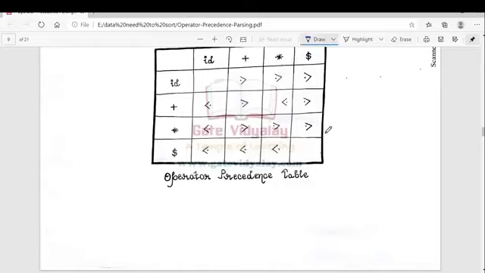Now let's say we have a string id plus id multiplied with id and dollar sign. The dollar sign shows the end of the string, so it is always put at the end of your string. And now we have a stack.